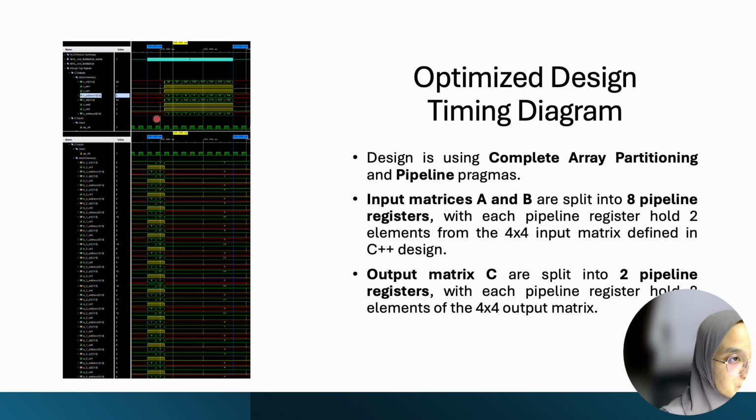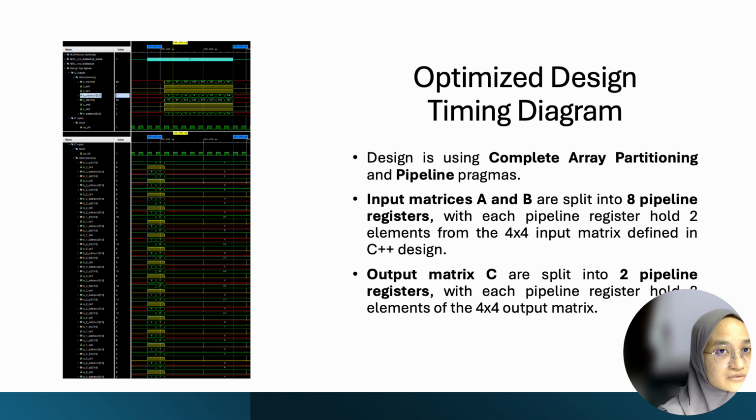the design will compute the output matrix C, and output matrix C is also split into two pipeline registers, and each pipeline contains 8 elements of the 4x4 output matrix. So it also performs parallelization on the output C, even though I didn't define any array partitioning for the output matrix C. This optimized design achieves a better and lower latency compared to the baseline design.